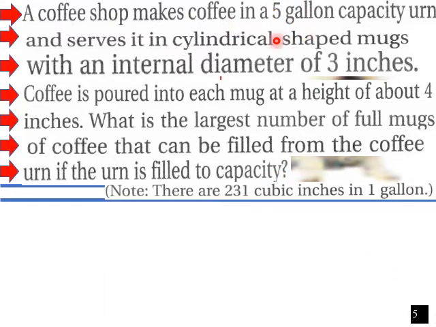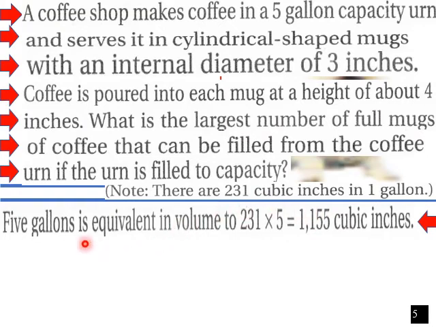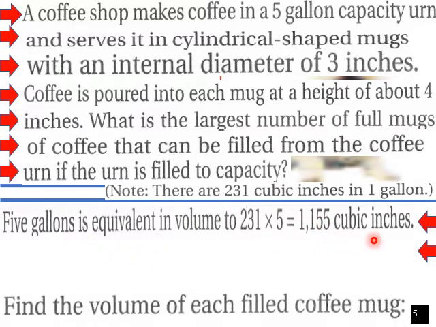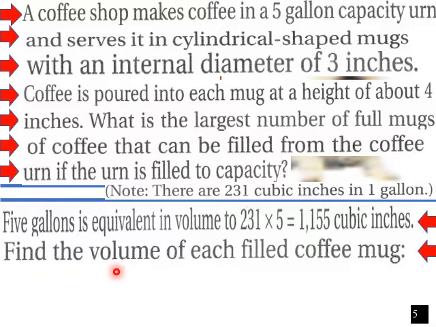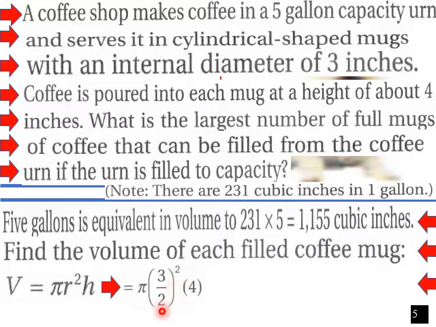So we have a 5-gallon urn. There are 231 cubic inches in 1 gallon, so 5 gallons will be 1,155 cubic inches. Now find the volume of each filled coffee mug. Here's our volume formula again, pi r squared h. So pi times 3 over 2 squared times 4 would be our plug-in to find the volume of each coffee mug. When we multiply through, we get pi times 9 over 4 times 4.